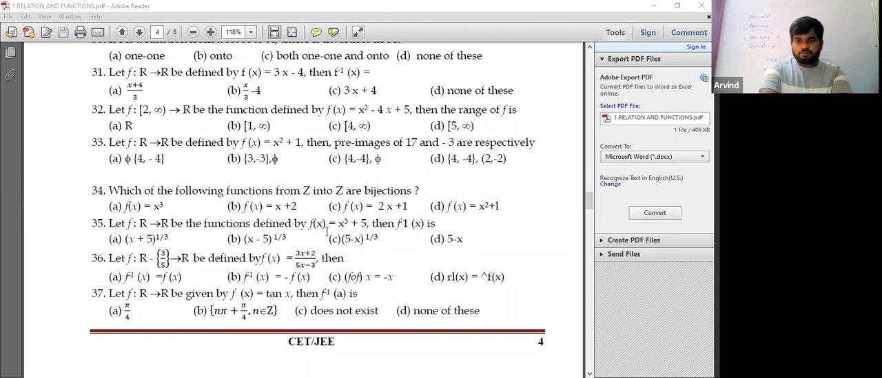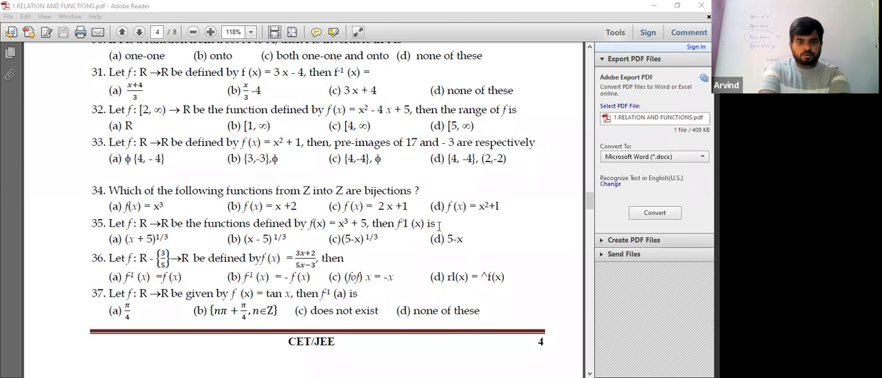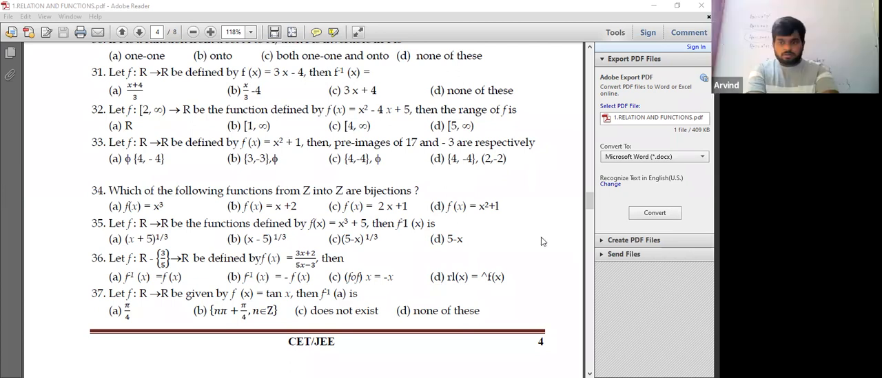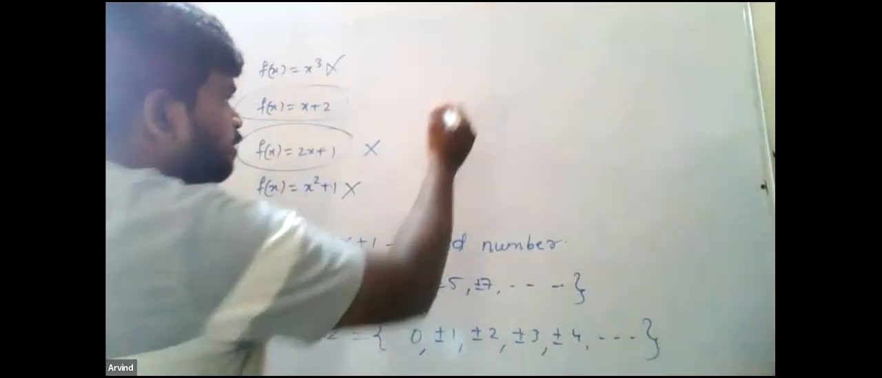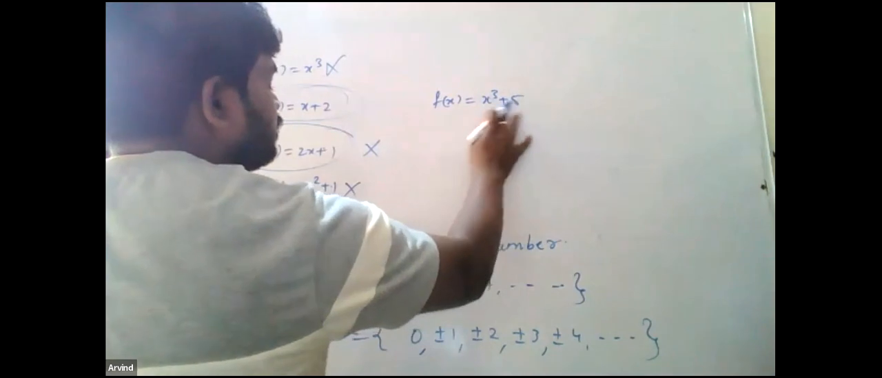Same time, f of x is equal to x cube plus 5, find f inverse of x. Option B, x minus 5 whole to the power of 1 by 3. Yeah, very good. That is correct. So, for f of x equals x cube plus 5, f of x equal to y.